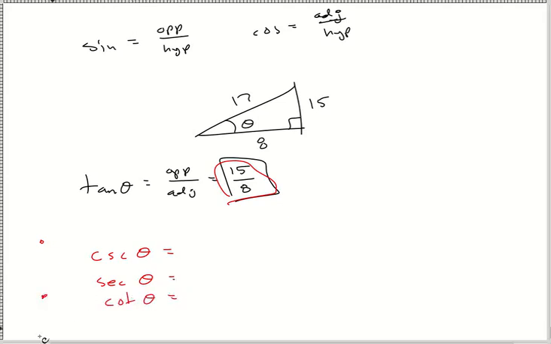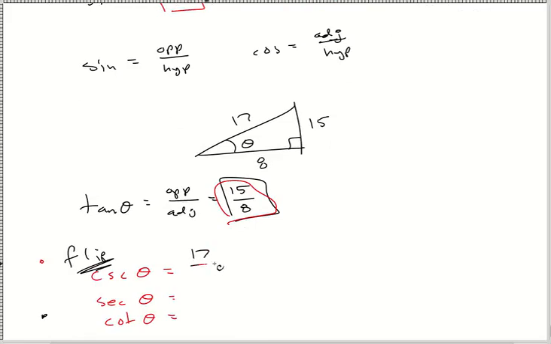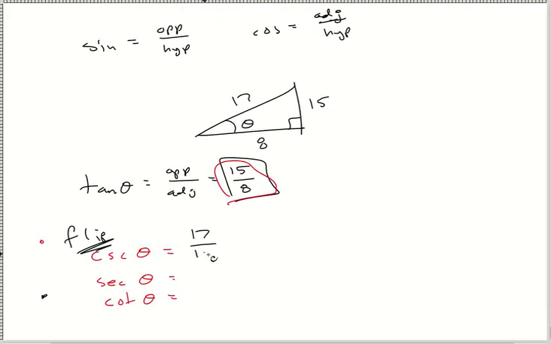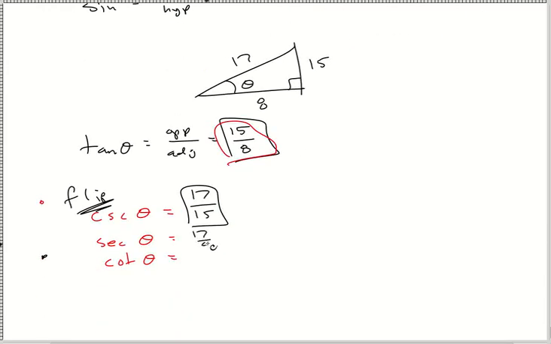Oh, it's one of those. Because we're still early on, I'm going to do one like this. I'll still do it with you. All we're going to do is flip my answers. That is it. So I had sine, 17 over 15. I'm sorry, 15 over 17. Now it's 17 over 15. There you go. My cosine now is 17 over the 8 for my secant. And then my cotangent is the flip of this guy, 8 over 15. That's it. You're done.